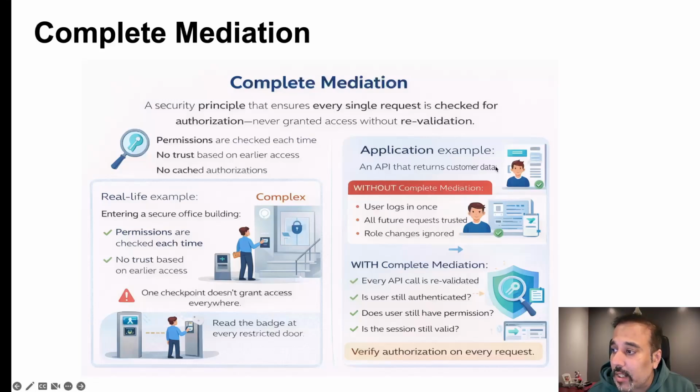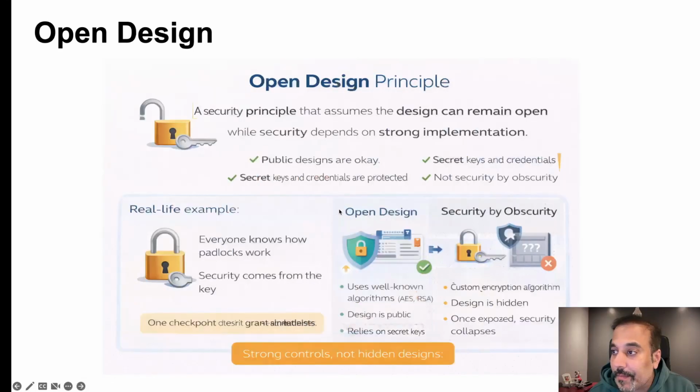An API that returns customer data, for example, without complete mediation: the user logs in once, all future requests are trusted, role changes ignored. So these are red flags when you authorize the user. Verify authorization on every request. It's very important.